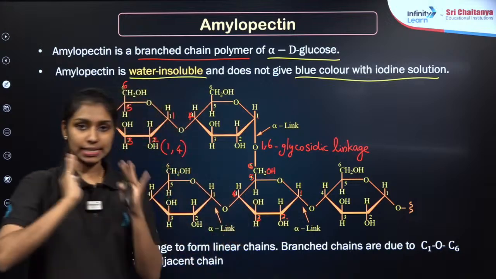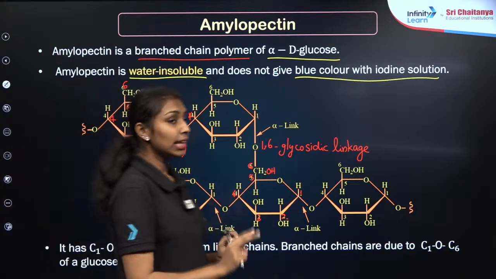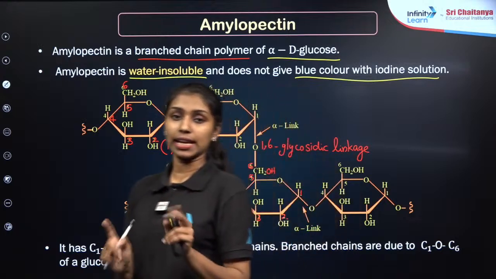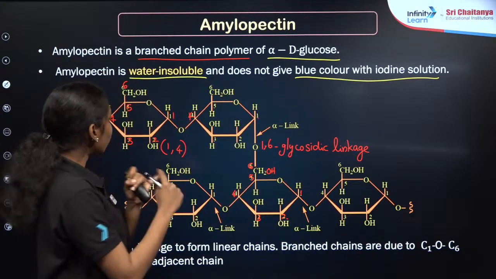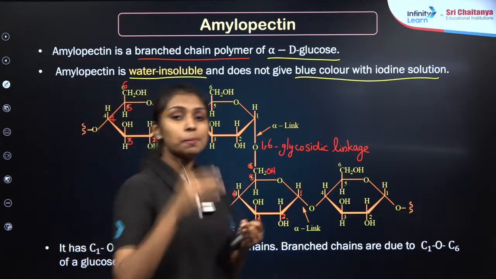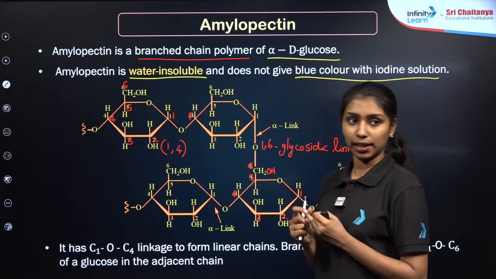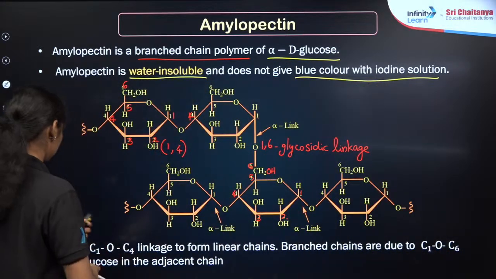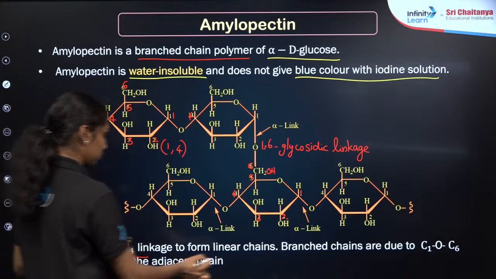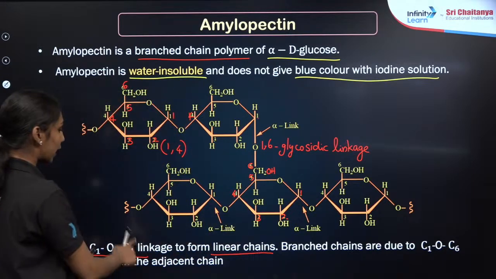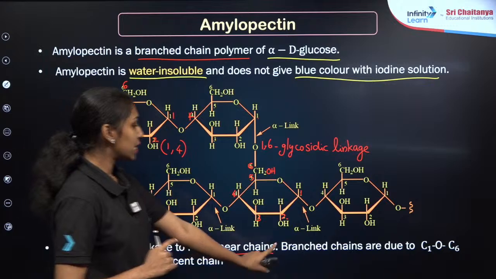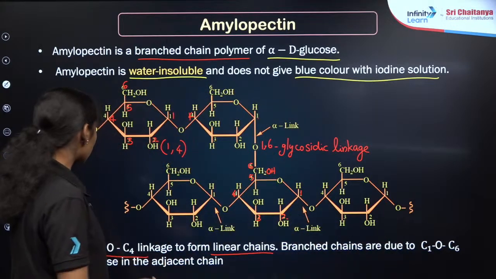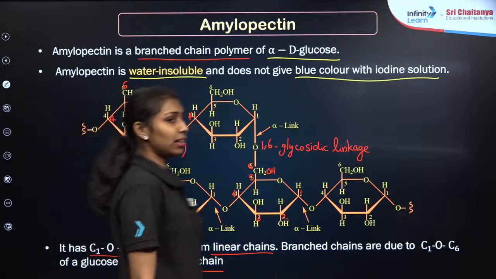Clear? So whenever we are discussing the structure of amylopectin, instead of one glycosidic linkage, it must contain two types of glycosidic linkage. One is the linear chain of 1,4-glycosidic linkage and another one is the branched chain of 1,6-glycosidic linkage. Both are present there. C1, C4 linkage forms linear chains, and branched chains are due to the formation of C1 to C6 linkage with a glucose in the adjacent chain. Clear?